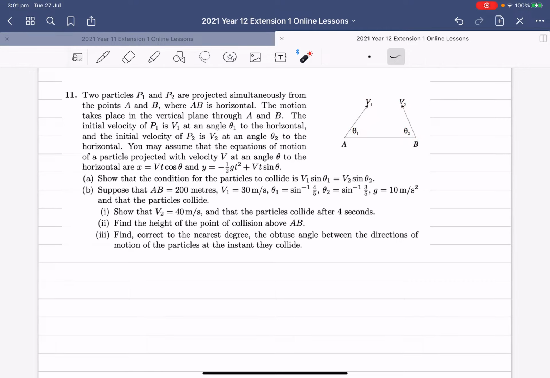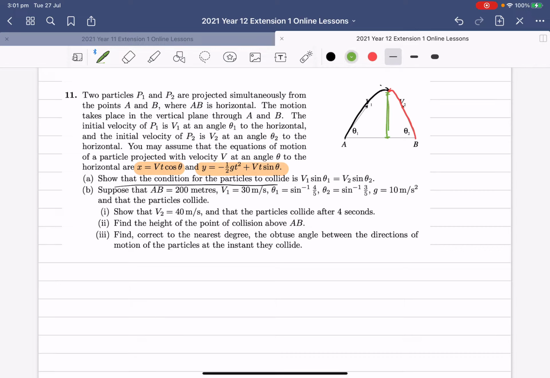You may assume the equations of motion. We can assume that, so let's just highlight all of those. Now, for the first question, I'll ask you to show the condition for the particles to collide is when V1 sine theta 1 is equal to V2 sine theta 2. Well, if you think about it, one particle goes from left to right, and another particle goes from right to left. When they collide, they're going to have the same vertical height. So that's the idea.